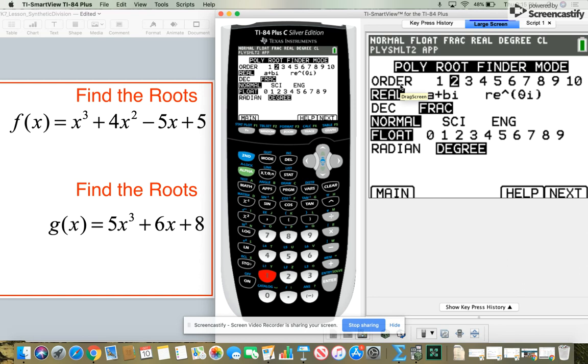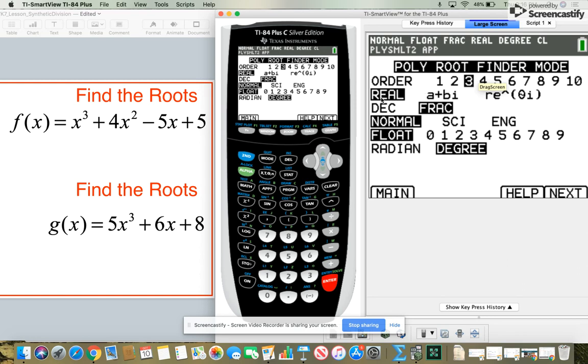So here's where we have things that we need to change up a little bit. The order is the degree of the polynomial. Looking at f of x, the degree of that polynomial is 3. So I am going to arrow over to 3 and hit enter.